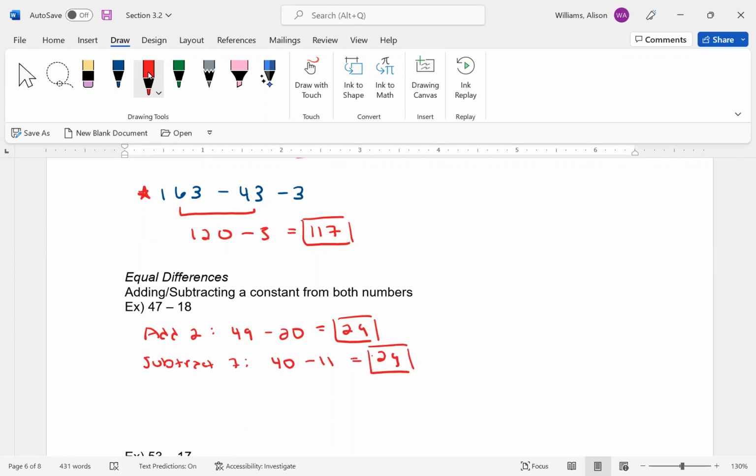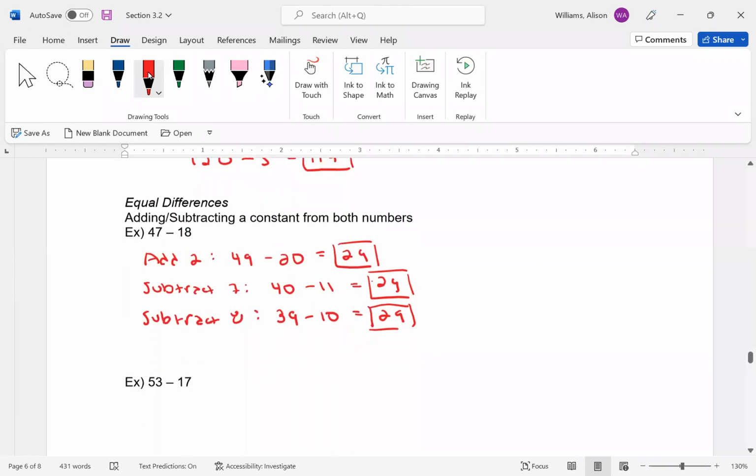So that's one way you could do it. Or I could have subtracted 8. That would have worked. Okay. You kind of get the idea. That would have made that second number a 10, but the first number would have been a 39 and still 29. Okay. So that's the idea for equal differences.